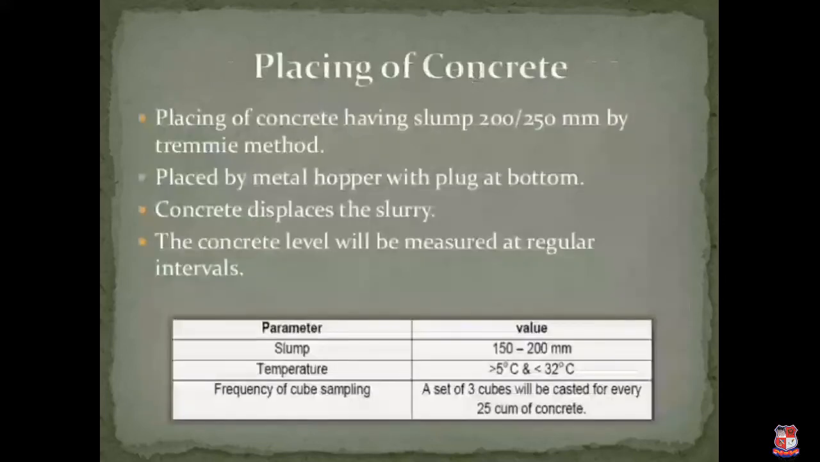Now, placing of concrete. Placing of concrete having slump 200 to 250 mm by the tremie method. Placed by metal hopper with plug at bottom. Concrete displaces the slurry. The concrete level will be measured at regular intervals. Parameters and values of it are given in the table. Parameter for slump value is 150 to 200 mm, and temperature and frequency of cube sampling are also denoted in the table.